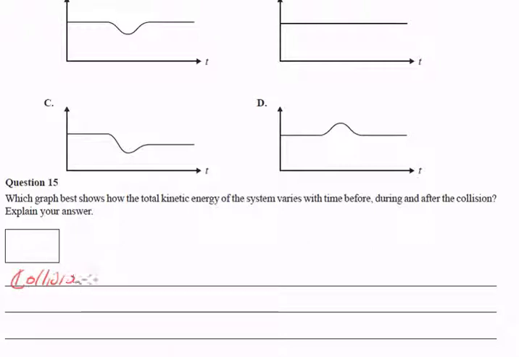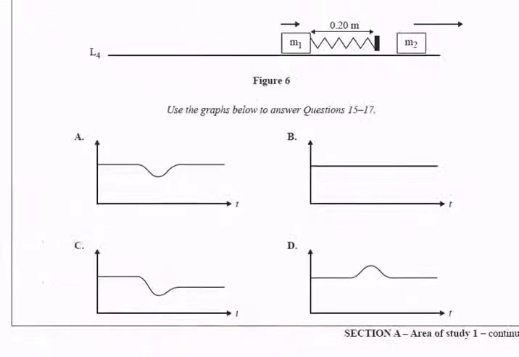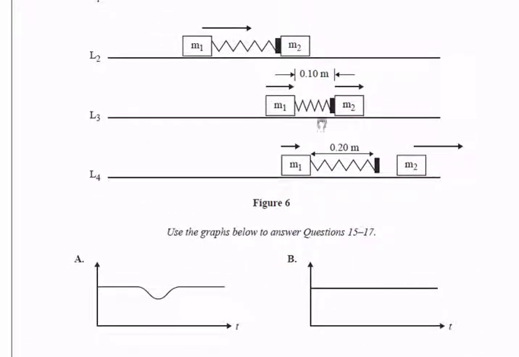So the collision is elastic. This means kinetic energy is the same before and after. However, because during the collision the spring compressed, it would have taken some of that kinetic energy away and then would have given it back again as it uncompressed.